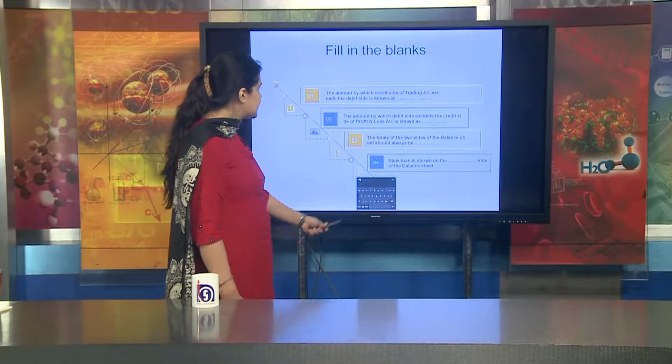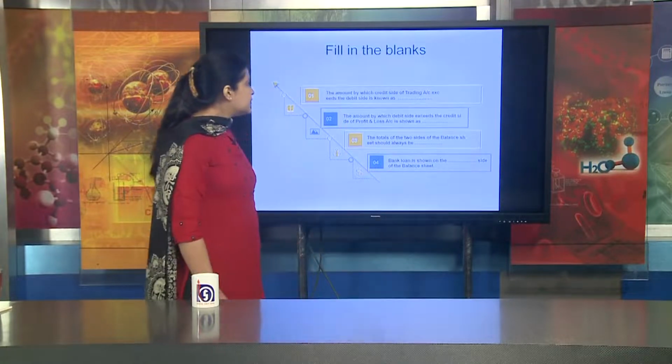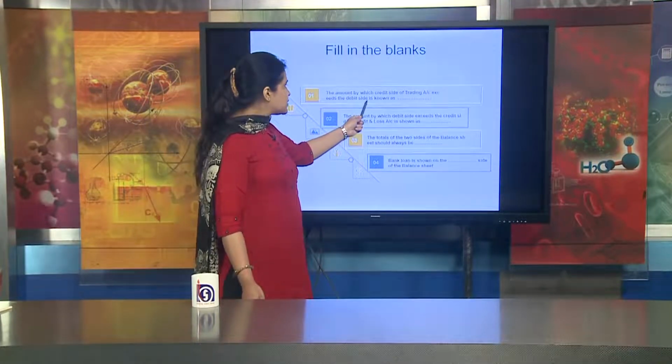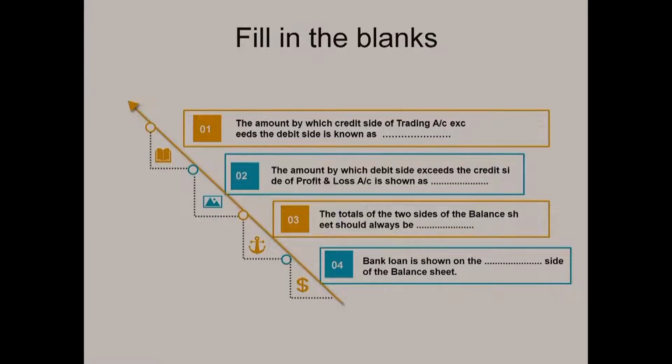Now next, you have to fill up these blanks. The amount by which the credit side of the trading account exceeds the debit side is known as, would anyone try answering? You can mention your answers in the chat box, it is open. Yes, good, I can see people typing. So the amount by which the credit side of the trading account exceeds the debit side is known as the gross profit.